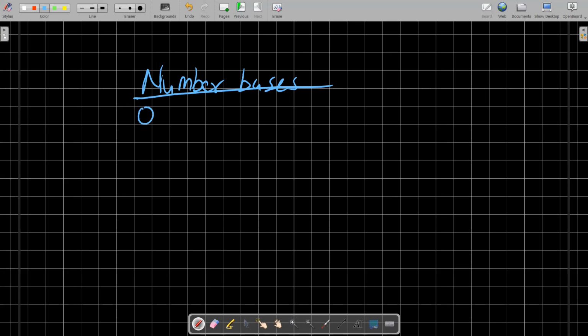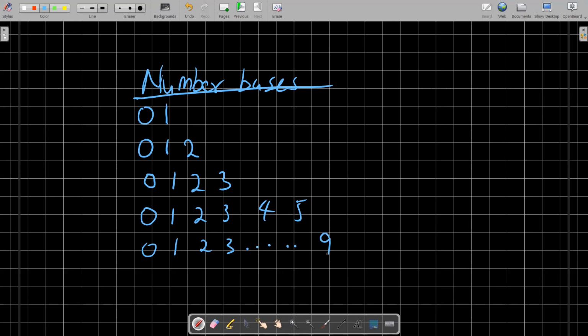If I write 0, 1, and then 0, 1, 2, then 0, 1, 2, 3, then 0, 1, 2, 3, 4, 5, and then 0, 1, 2, 3, till you get to 9. Now, how many numbers do you have here? 2. How many numbers do you have here? 3, 4, 6, and 10.